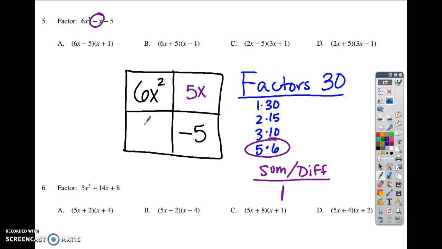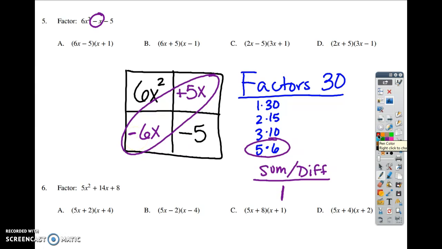5x on one and 6x on the other. How will these two give you a negative 1? If you make the 6 negative or if you make the 5 negative? If you make the 6 negative and you add 5 to it, that will give you negative 1.